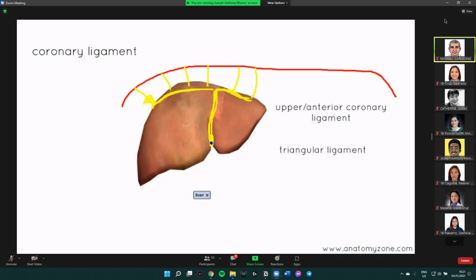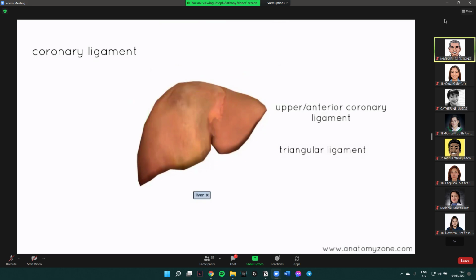So you get this triangular ligament at this side. This side is the left triangular ligament, and on the other side you've got the right triangular ligament, where the upper and lower coronary ligaments meet.